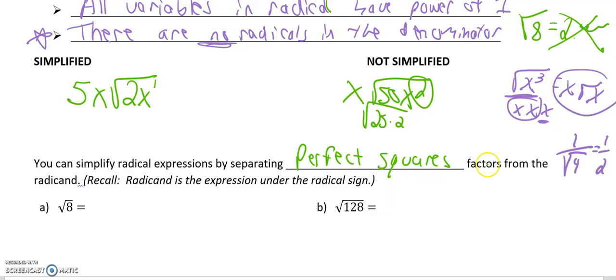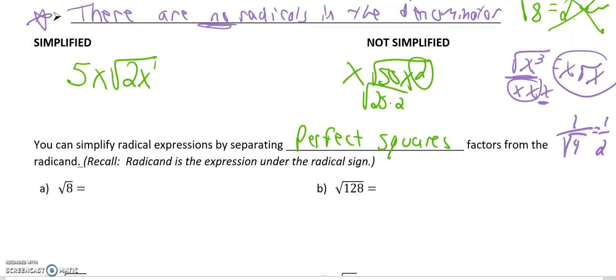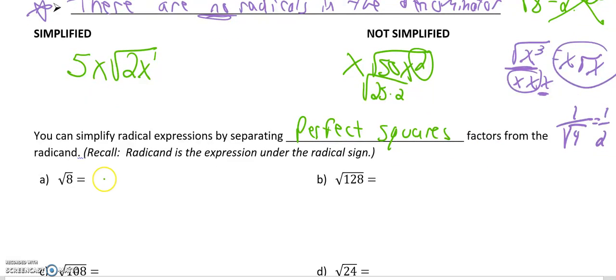Okay, factors from the radicand. So if I look at this 8, think about what factors multiply to 8. Well, I know that 4 times 2 gives me 8. Very similar to what we did yesterday, if I split that up into the square root of 4 and the square root of 2, 4 times 2 is still the square root of 8. I haven't changed the value.